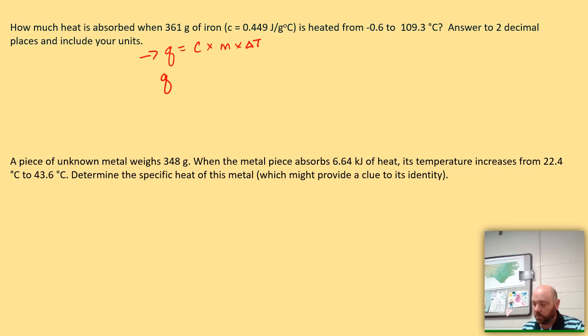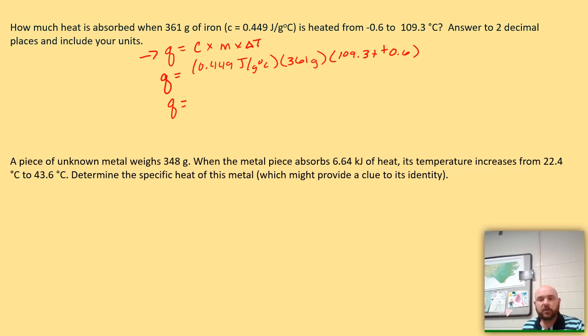If we say Q equals, they give us here in the problem 0.449 joules per gram degree Celsius as the specific heat, times the mass. They tell us our chunk of iron has a mass of 361 grams. And they tell us that the total temperature change goes from negative 0.6 to 109.3. So 109.3 minus negative 0.6 would be delta T. I'll go ahead and make that a plus, a positive.